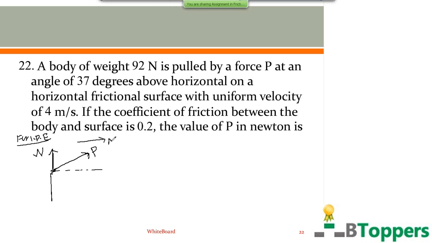So here, suppose the block is moving towards the right with respect to the floor. Then the force of kinetic friction on the block by the floor acts towards the left side. So this is a free body diagram for the block.